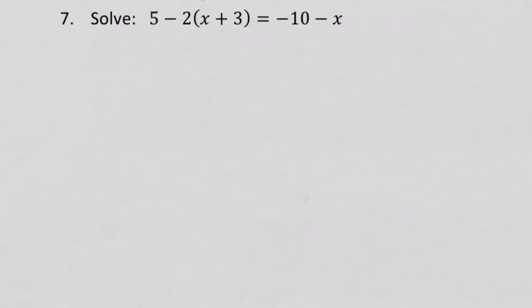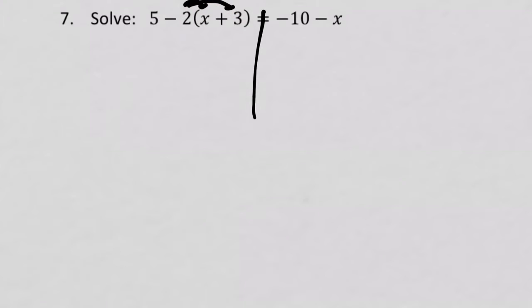Okay, here we go. Let's do number 7 now. Solve 5 minus 2 times the quantity x plus 3 equals negative 10 minus 6. So once again, I'm going to start by getting rid of the parentheses. In order to get rid of the parentheses, I need to distribute. Now be careful on this one. This is not a 2. It's a negative 2. That negative must be included when you distribute. So negative 2 times x and negative 2 times 3. That's what you have to do in here.